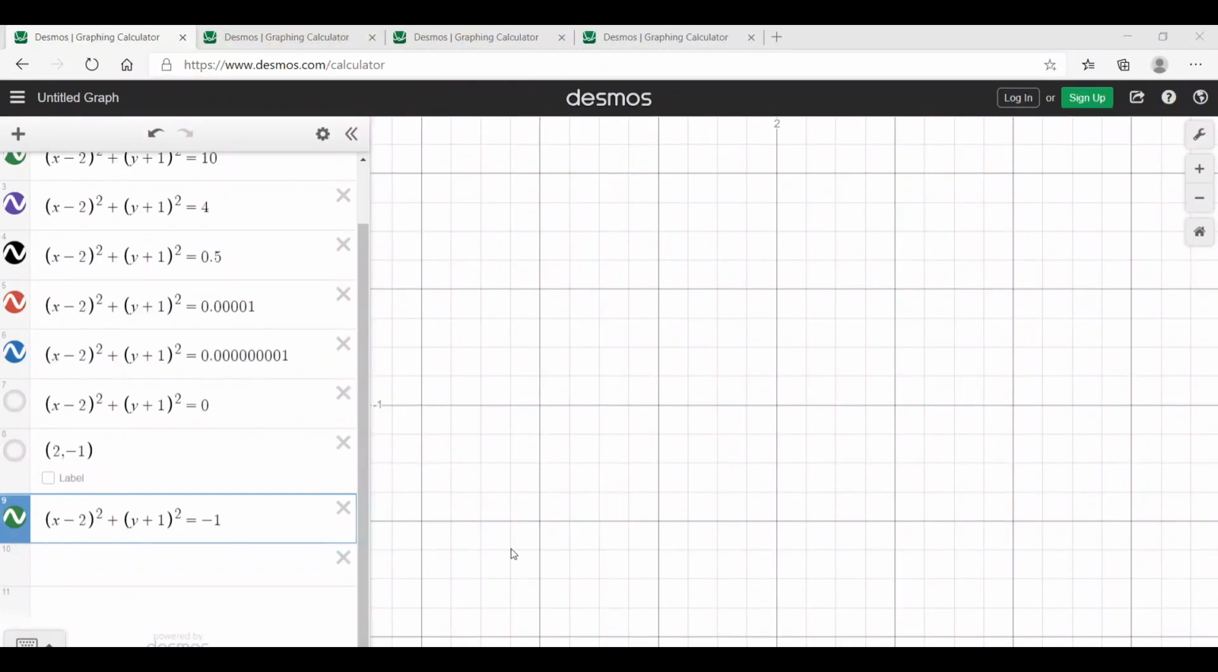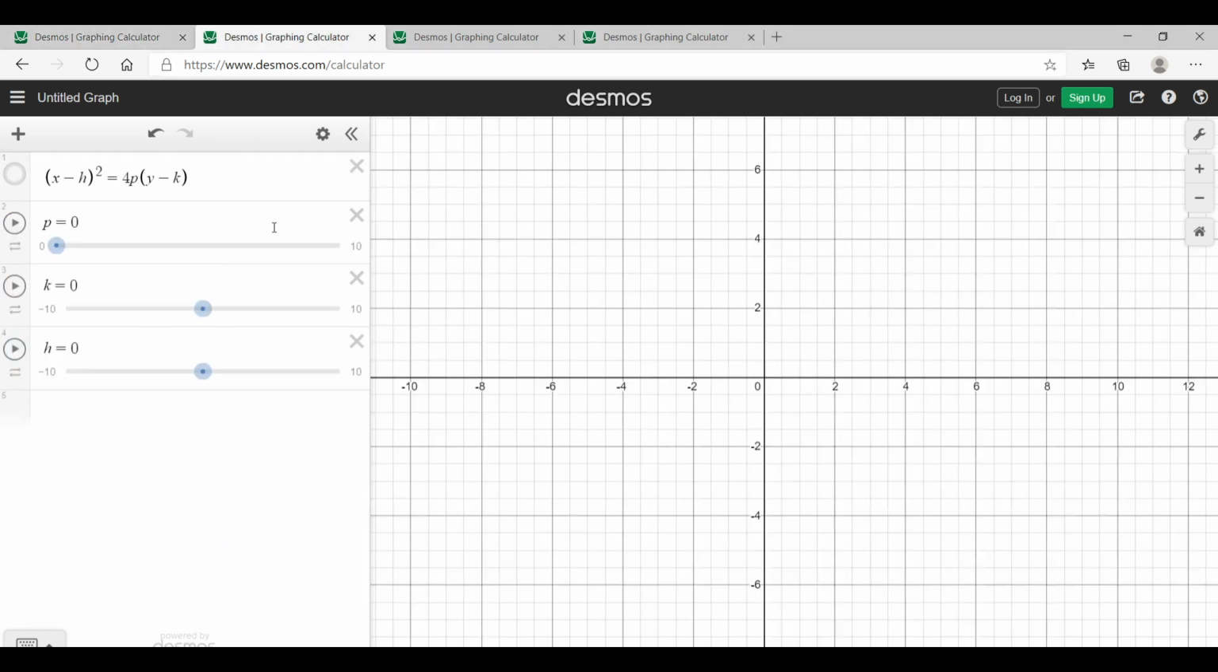Let's talk about the parabola this time. I have prepared this equation of the parabola here, opening upwards, and I have set the focal distance to 0, k is 0, and also h is 0. So the vertex is actually at the origin. You can change it later. If I open the graph, I'll show this to you.